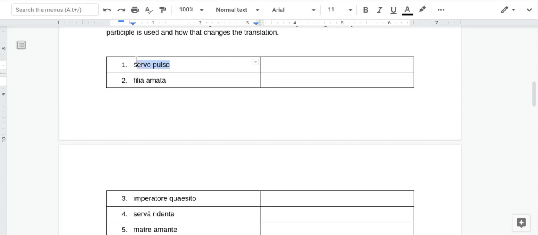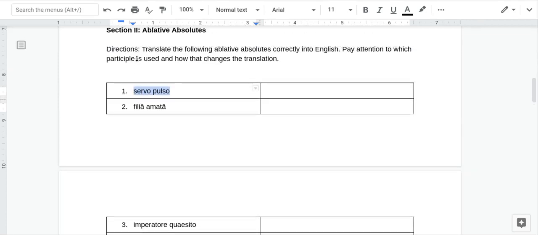Servo pulso. And this is the most common type of ablative absolute where you have a noun, servo, in the ablative case, o is ablative, so with the servant. And then you have a participle. Pulso is from pello, the verb to strike or hit. So with the servant having been hit.